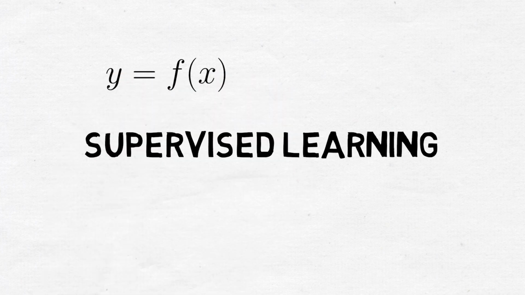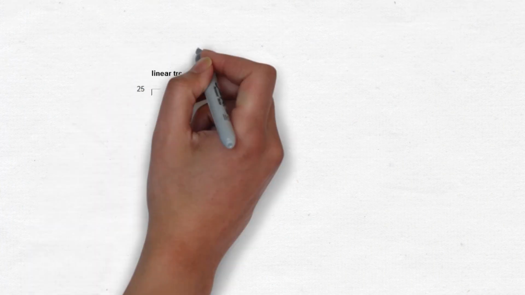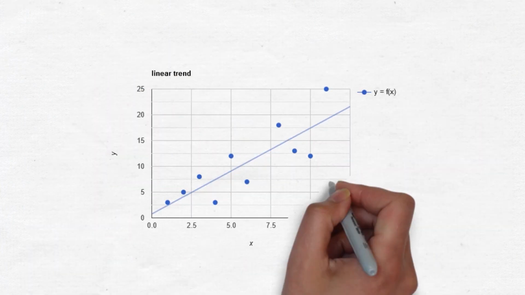Let's say we have a mathematical function y equal f of x. So basically f maps from x to y. We are given x and y. All we are telling our model to learn is the mapping f. So let's take an example.